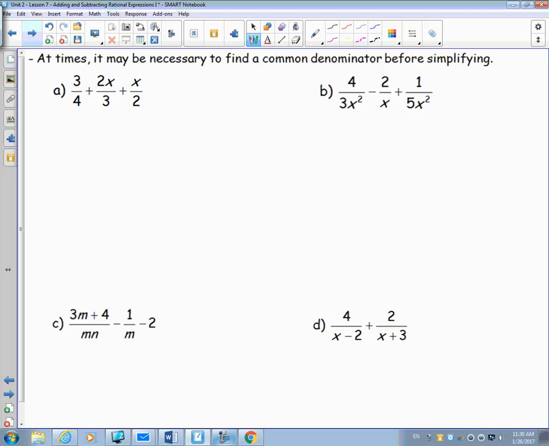Sometimes they don't already have a common denominator. You need to create one. Now that's easy with numbers. What can I turn a 4, a 3, and a 2 into? 12. So I can write these as all fractions over 12.